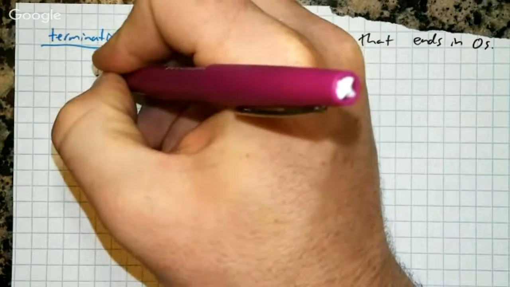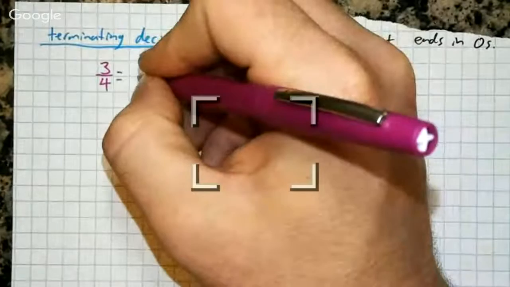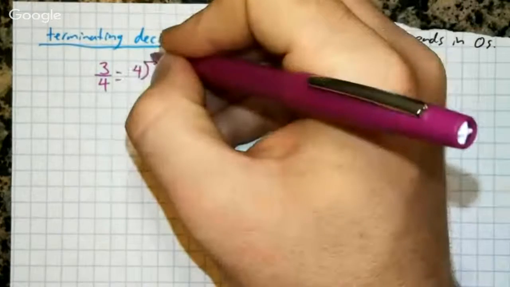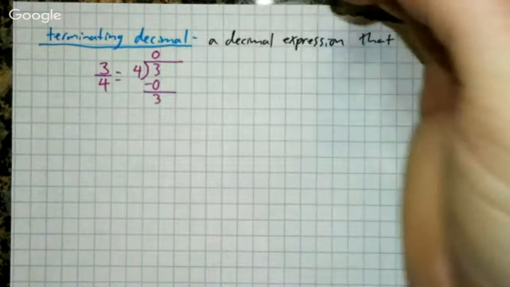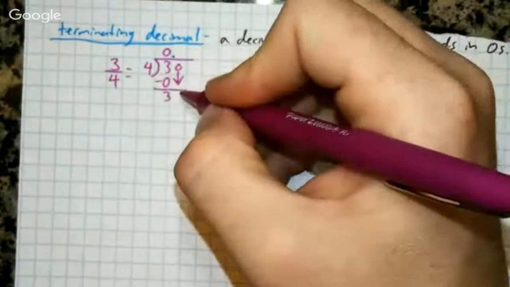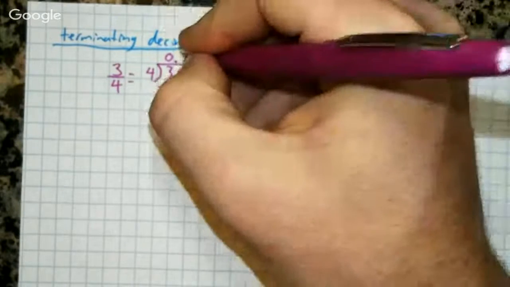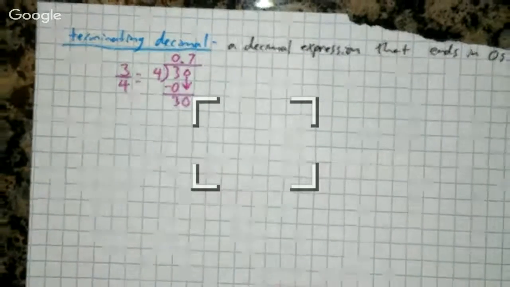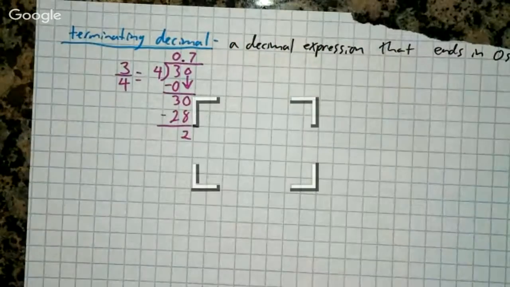Let's take a look at 3/4. What would 3/4 become? Well, this is the same thing as saying 4 divided into 3. 4 goes into 3 0 times. 0 times 4 is 0. We subtract and get 3. We just continue to do our long division. We drop a 0, put a decimal point. So now 4 goes into 30 7 times. 7 times 4 gives us 28. We subtract and get 2.